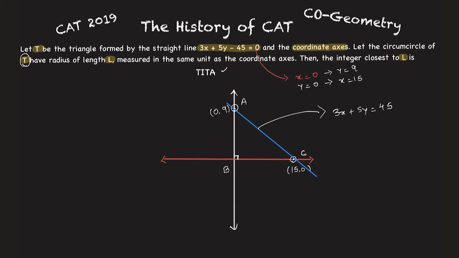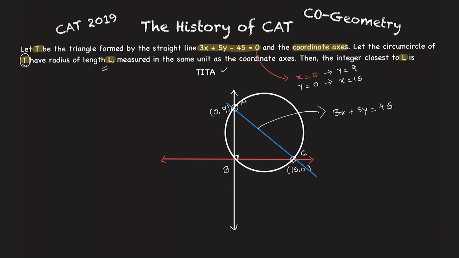Now we have to draw a circumcircle to that. So what is a circumcircle? A circumcircle is a circle touching the three vertices of the triangle. If I have to draw a circumcircle to this, this is how it would probably look, touching all three vertices of this triangle. What will be the radius of this circumcircle? That is given to be L.